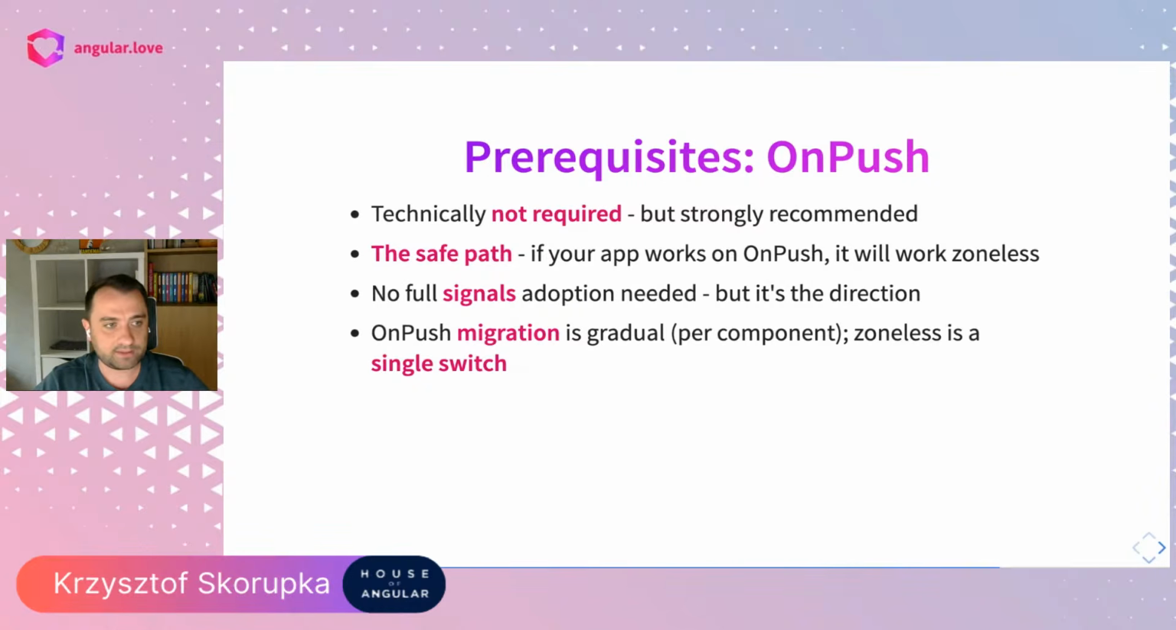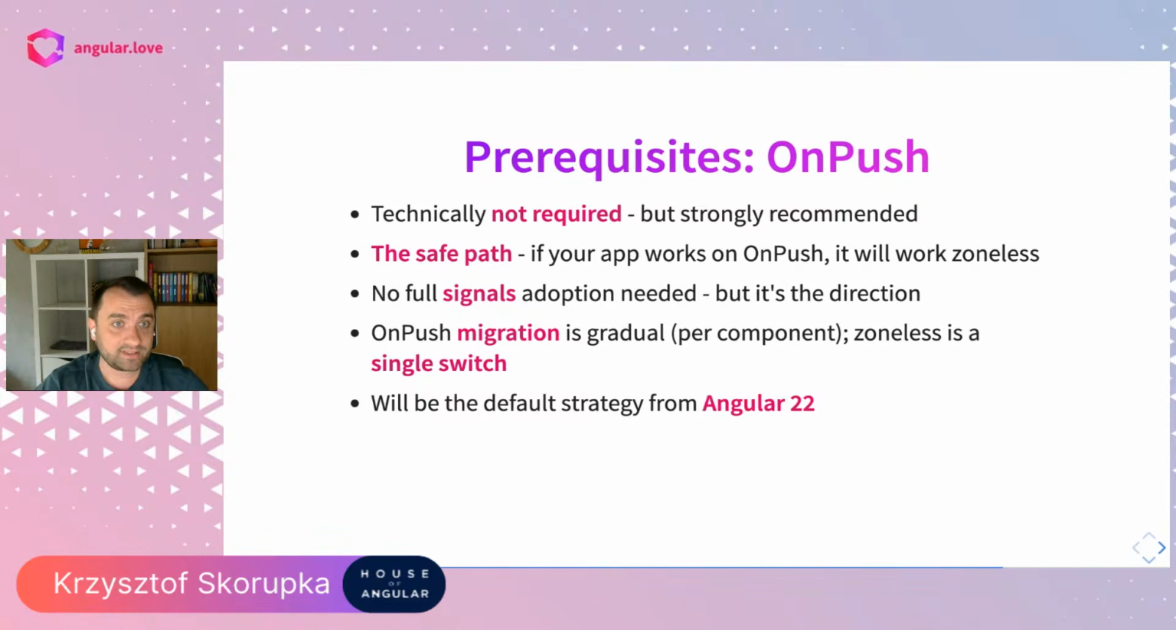The difference is that you can switch on-push component by component or component tree by component tree. You can migrate your application gradually, slowly, and work on that. But zoneless is just like a single switch. If you switch it on, it applies to the whole application. So if something is broken, even in one component, it will break. But with on-push, you can do it one by one, and once all of your components are on-push, then it's safe to switch to zoneless.